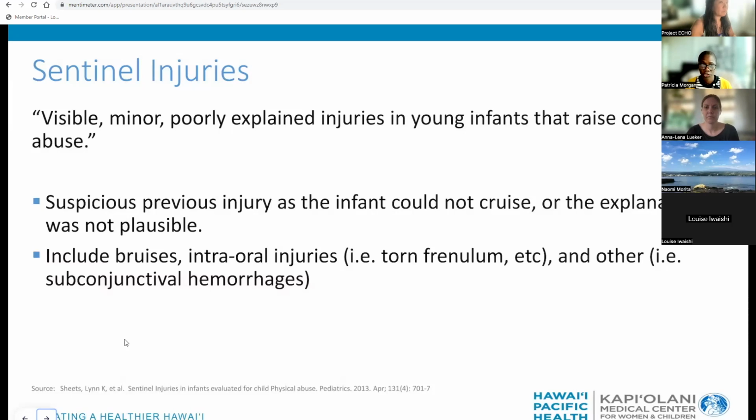And so these injuries are suspicious, again, because the infants don't cruise, they're not really mobile, or they don't have a plausible explanation. These are the top 3 sentinel injuries, and we went through these in the cases that I just presented. Bruising, and intraoral injuries, specifically, we've talked about the torn frenulum, but other intraoral injuries, such as injury to the palate, especially again in kids that are not moving. And then subconjunctival hemorrhages, which we talked about in case number 1.